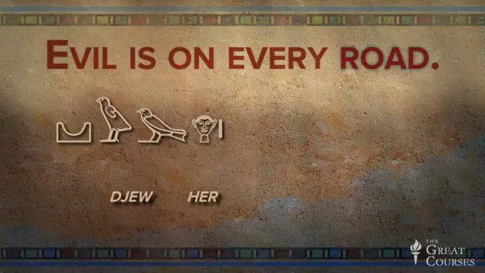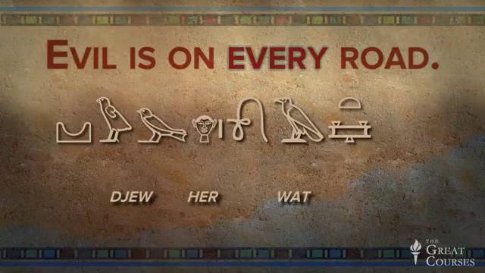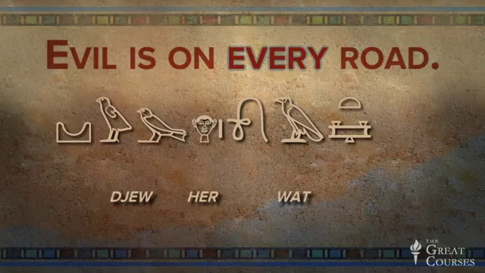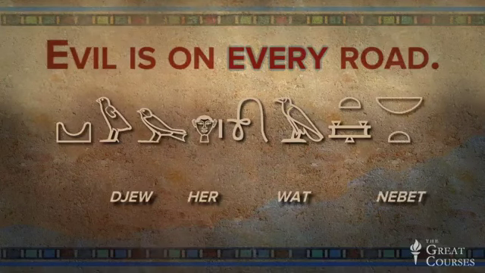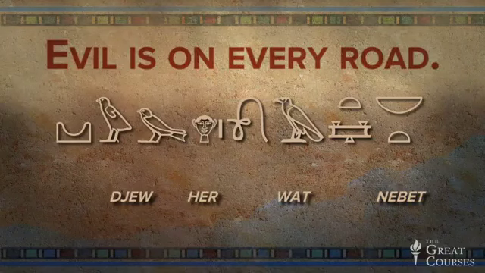Now we need road, what, because every is an adjective and comes after the noun. All we have to do now is add the every, which has to agree with the noun. What ends in a T, which means it's feminine. So we add a T to neb, which is every, and we have it. And that's it. Evil is on every road. It would have been vocalized as jew, her, what, nebet. Good.